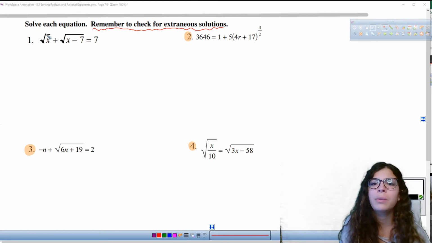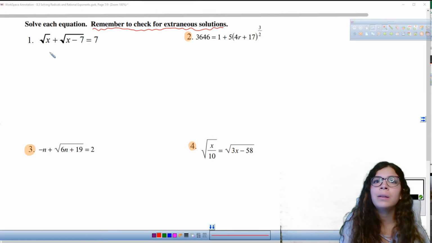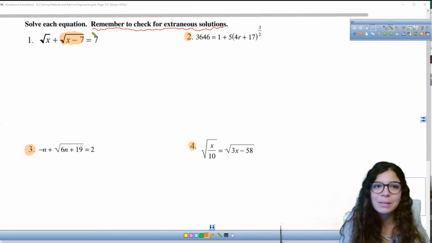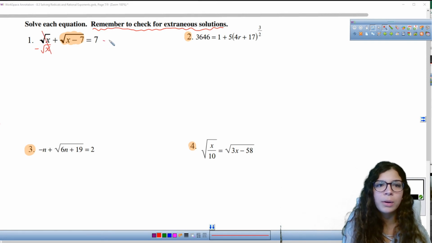Normally we have just the radical around one expression, or just a rational exponent over one expression. So what do we do when it's multiple expressions? Well, what you want to do is isolate one of them. I would isolate the one that is more complex, the one that has more terms and operations on the inside of the radical. So I'm going to isolate the square root of x minus 7, and I'm going to bring this term to the right by subtracting the square root of x.